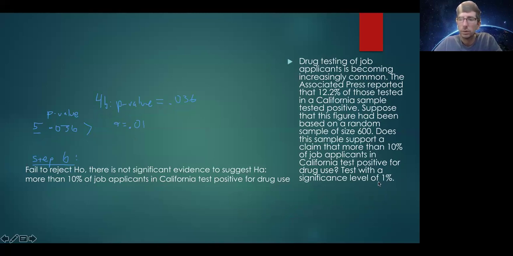Note that if the problem told us to test with a significance level at 5%, if alpha became 0.05, then our p-value would in fact be less than that. And that would totally change the conclusion, right, in our step 6. If that were the case, if alpha had been 0.05, we would reject H0 and say there is significant evidence to suggest HA. But we had 1%, got this result, so we failed to reject, and there is not significant evidence.